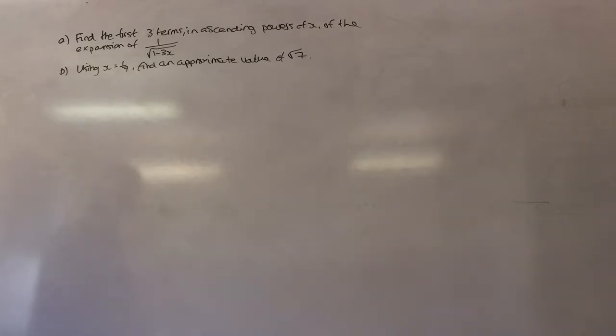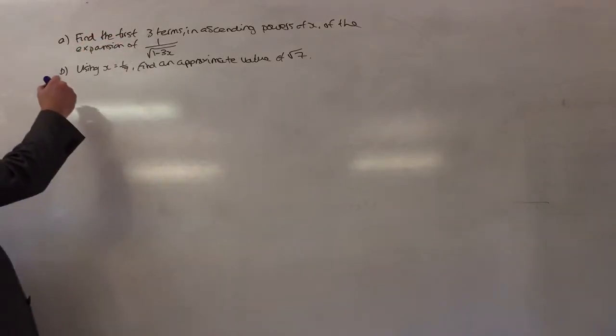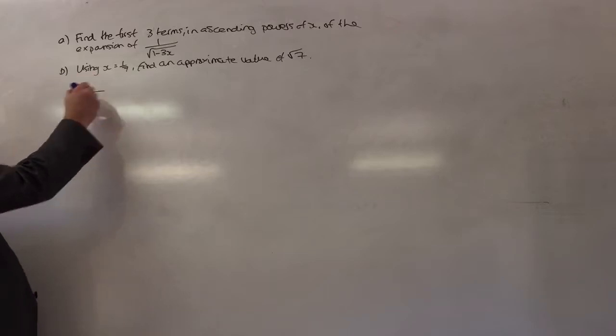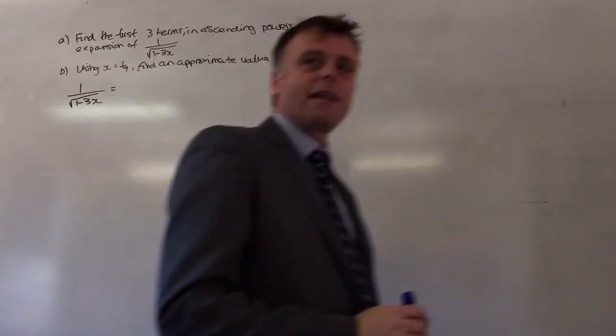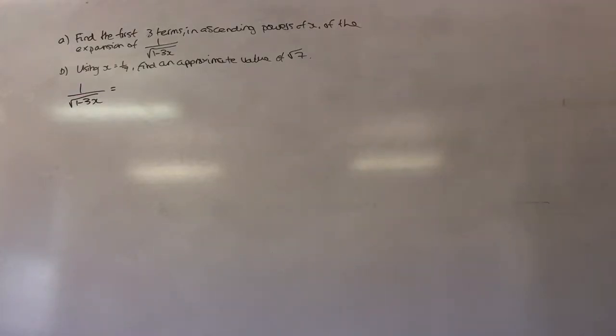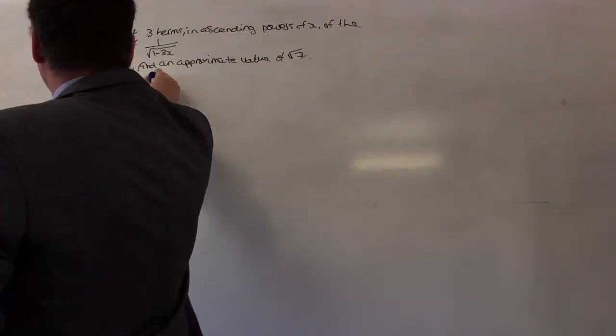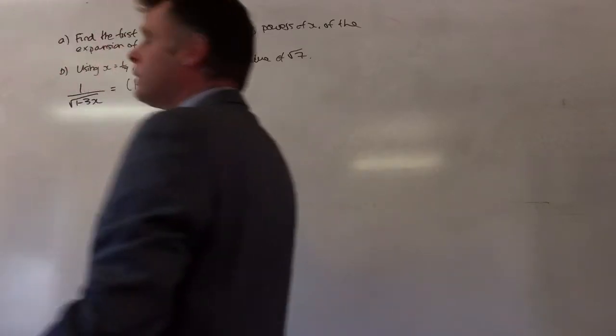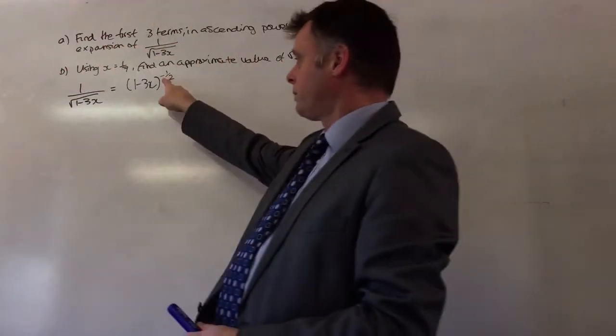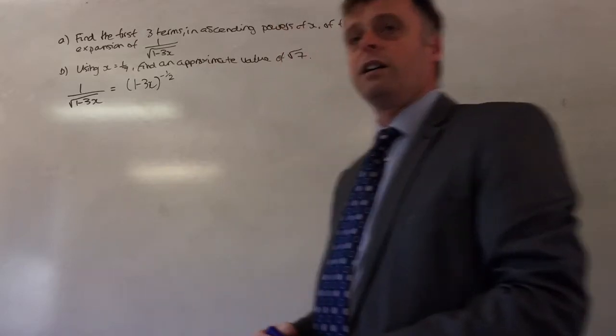So firstly, if I'm going to expand this thing here, I need to rewrite it. So 1 over the square root of 1 minus 3x is exactly the same as what? Sorry, does it say x equals 1 over 9? 1 over 7. So 1 over 1 minus 3x, I can rewrite that as a power. What would it be? Minus half. Because 1 over is minus, square root is a half.